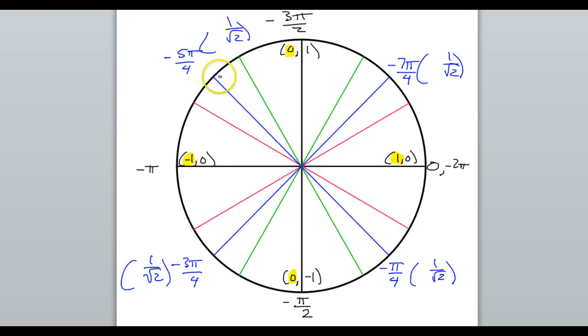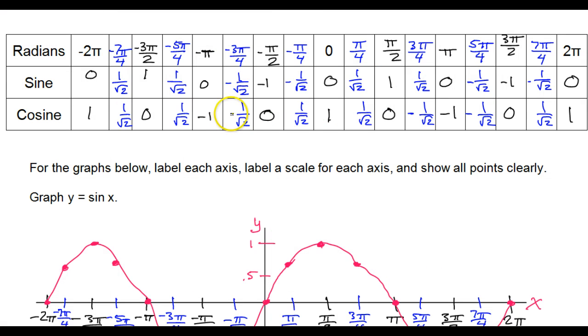For the same reason, these two cosine values will be negative. So cosine will be negative here and here. Again, on the left side, x values are negative. So that's negative 3 pi over 4 and negative 5 pi over 4. So all that's left is to plot these points, looking at the angle and their cosine value.